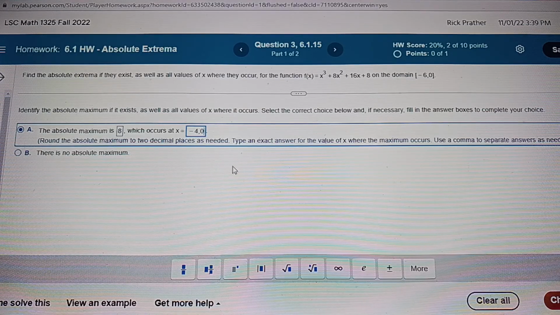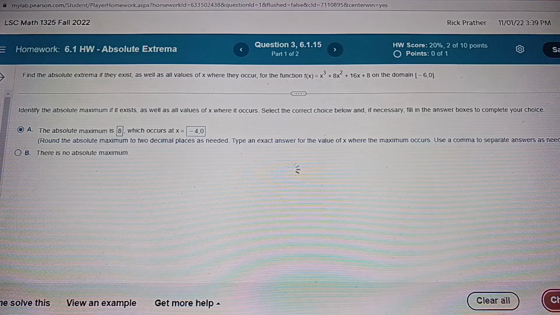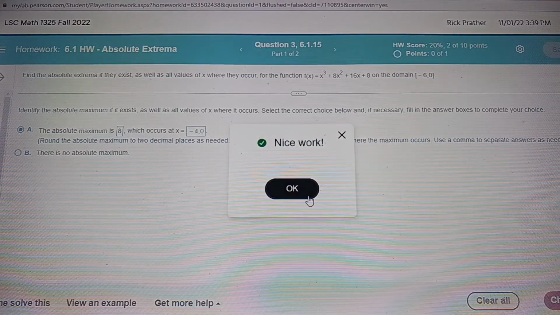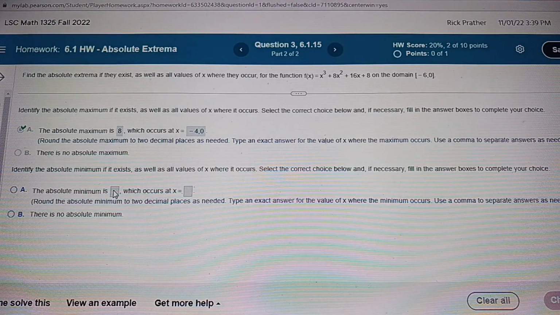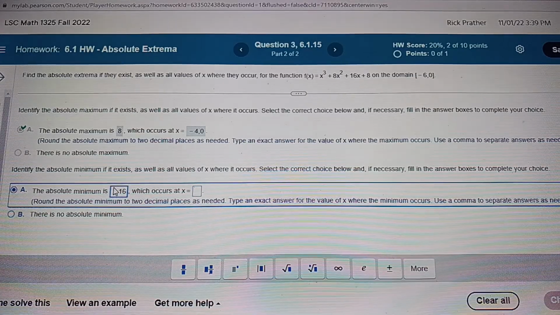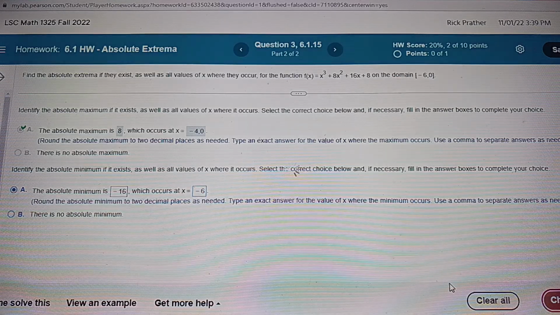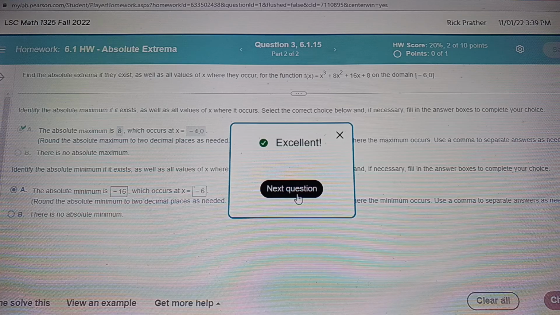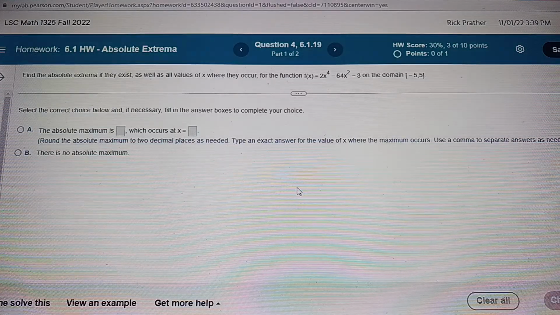Round to 2 decimal places. I guess if you do get that decimal one, they would have wanted the decimal here instead of the fraction, but sometimes they prefer the fraction. And then there's an absolute minimum of negative 16 at negative 6. But there can only be one maximum value and one minimum value for absolute ones, even if it happens at multiple x values.